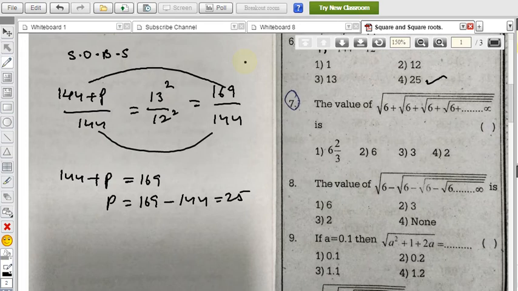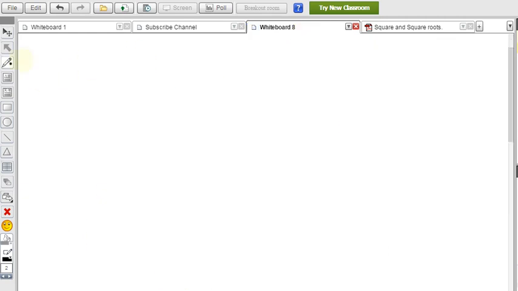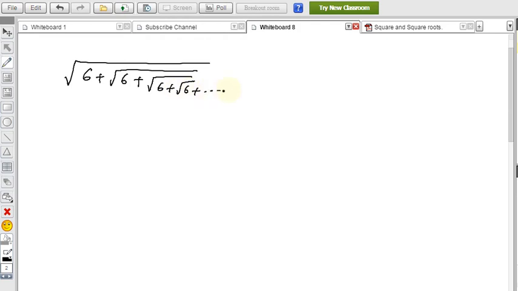And the seventh and eighth sums are similar. Question I'll explain to you. Let us take the seventh. Find the value of root 6 plus root 6 plus root 6 on up to infinity. Then how to find the value? The question is, square root of 6 plus square root of 6 plus square root of 6 plus square root of 6 plus, so on up to infinity. So no ending, we can take the value as infinity. Now whatever is given in the question, let this be equal to some x.